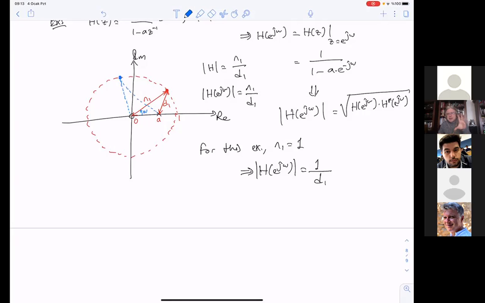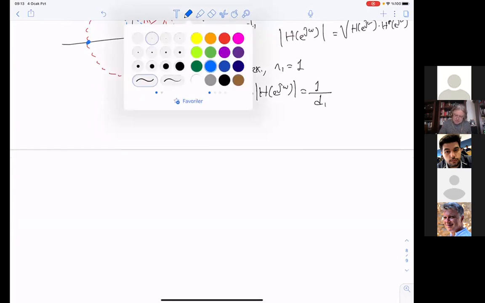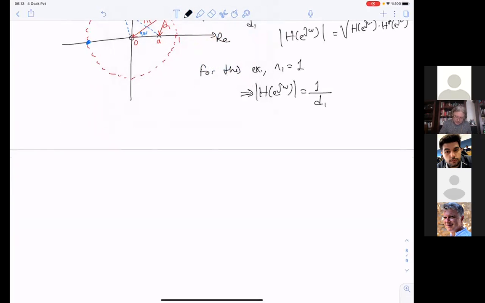So I'm becoming distant from the pole. And when I reach this point, the distance from the pole will be the maximum. So 1 over that maximum distance will become the minimum, which gives me the impression that I have this kind of situation on the magnitude of H of e to the j omega plot on the frequency axis.